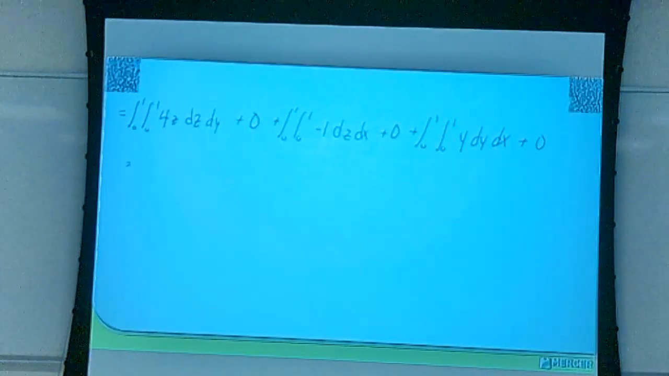For z, well, first off, there's no y. Integral from 0 to 1 of dy is just 1. Integral of 4z from 0 to 1 is 2. That integral is really nice. That's minus 1. This integral, again, there's no x, so 0 to 1 of dx is just 1. Integral 0 to 1 of y is 1/2. We get a net outward flux of 3/2.